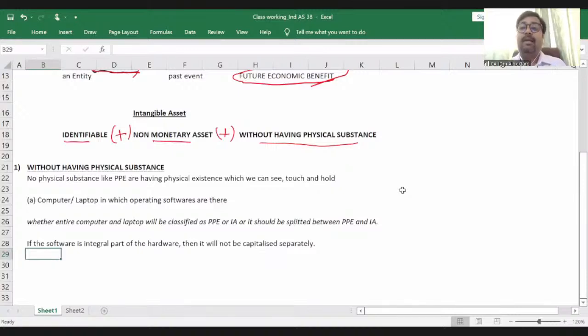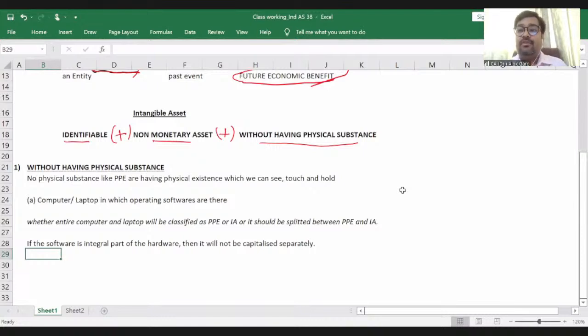For example, Tally. You have a Tally license, and you have Tally setup files in the pen drive. So if you want to use Tally on any computer, you can use it on any computer, right? For example, you can log off from one computer and install the setup files on a different computer, you can do that. So this Tally software is like an intangible asset.